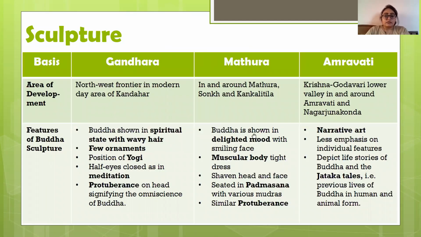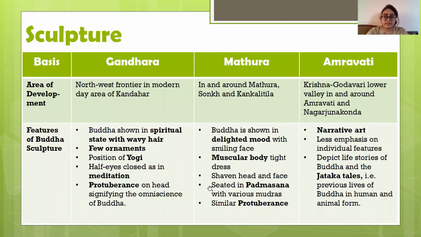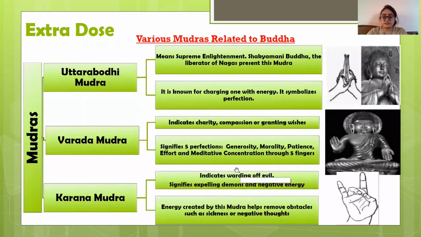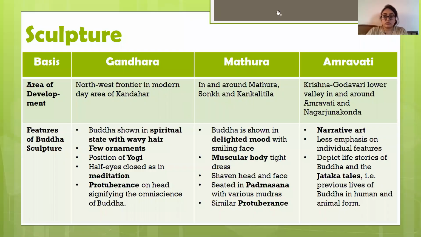Now, features of Buddha sculpture in the Mathura school of sculpture. Buddha is shown in a delighted mood with a smiling face. Here, if you can see, various facial expressions of Buddha are being shown, and one is a smiling face and a delighted mood. A muscular body with tight dress. So he is wearing a tight dress, hence the muscular body is shown through this tight dress.